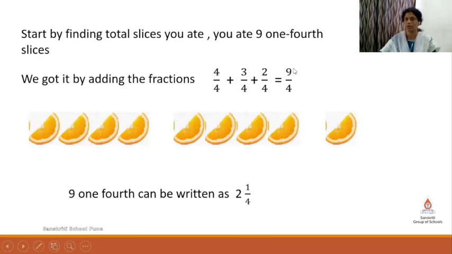9 is a number which is greater than 4. Let's use this picture. 4 slices make one whole. The other 4 slices make another whole. So one whole plus one whole is 2 wholes, which has 8 slices, and one individual slice from the other orange. 9 1/4s can be written as 2 1/4.